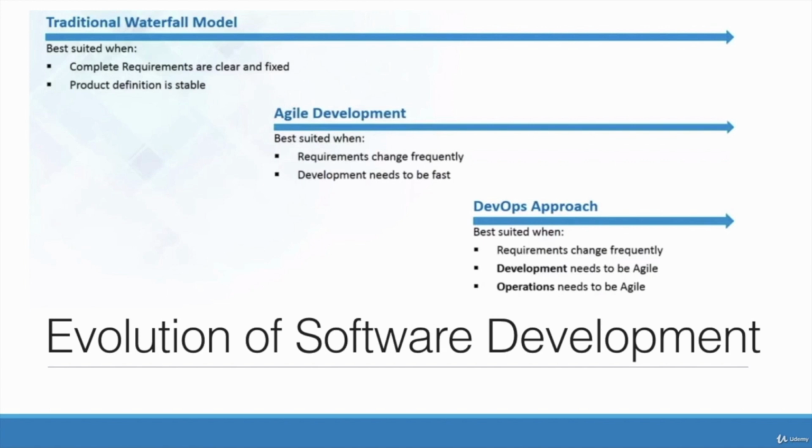But after agile, now we are working in the era which is called the DevOps approach. The DevOps approach is best suited when requirements change frequently, development needs to be agile, and operations also need to be agile. In the DevOps era, development and testing will continue in a single phase, right? We can develop and test the product in parallel. Let's see how we can do that.